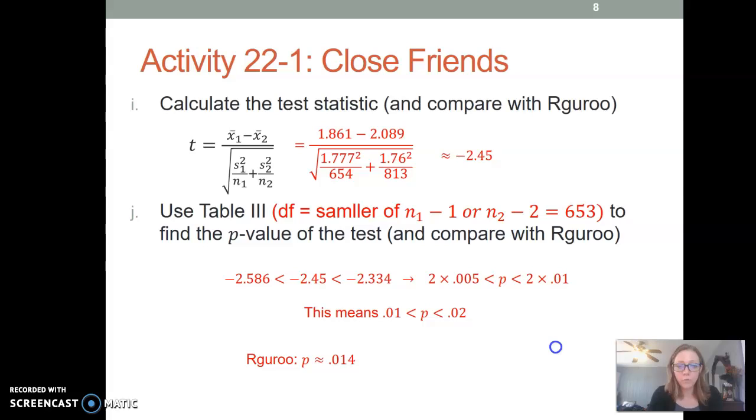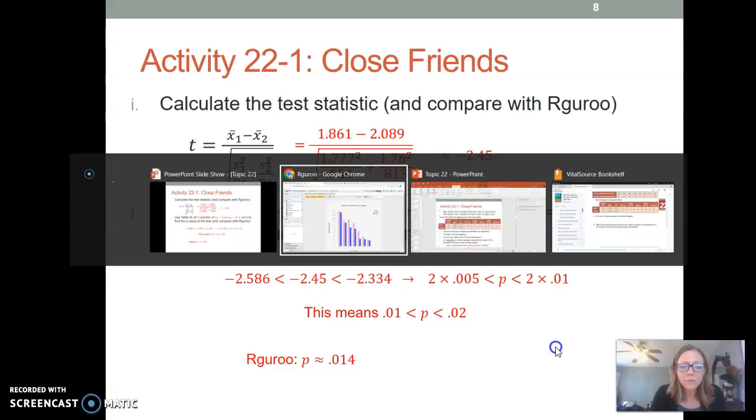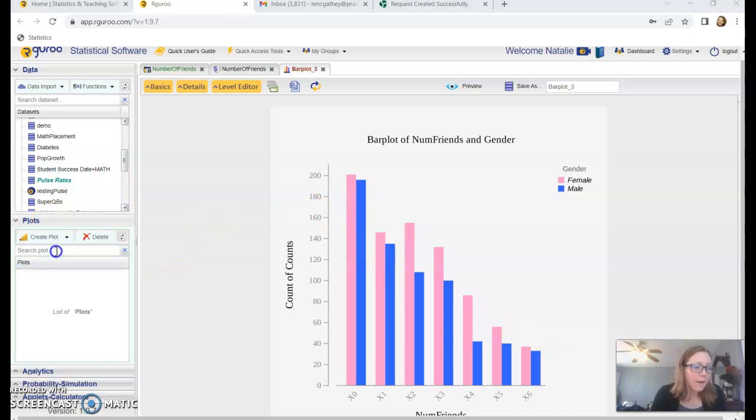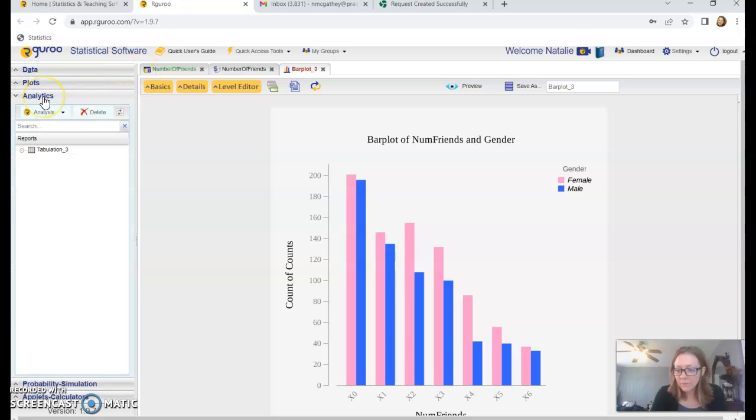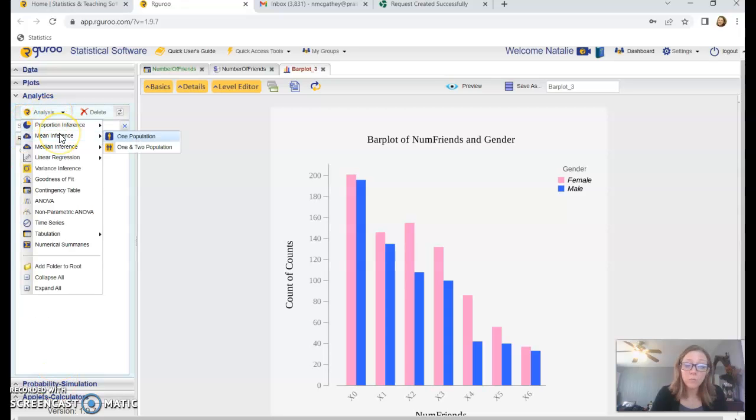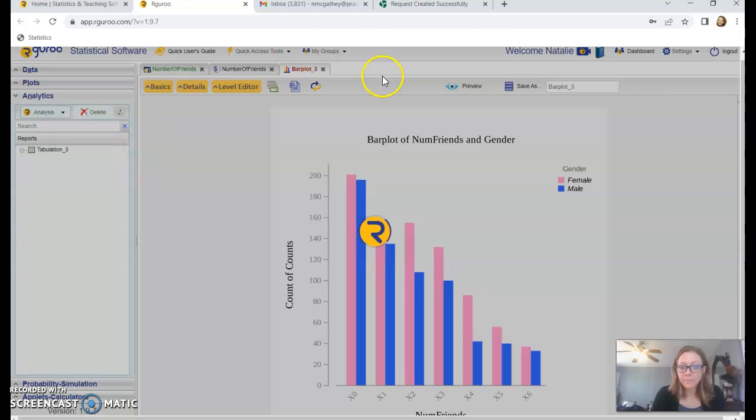And if we go to our guru and plug all of this in, I would get a p-value of 0.014. Let's actually go ahead and do that, and you'll see 0.014 is in between 0.01 and 0.02, right? Let's do that together. I'm just going to use the summary statistics. Let's make these things smaller. Go to analytics and analysis. We're going to do mean inference 1 and 2 population.